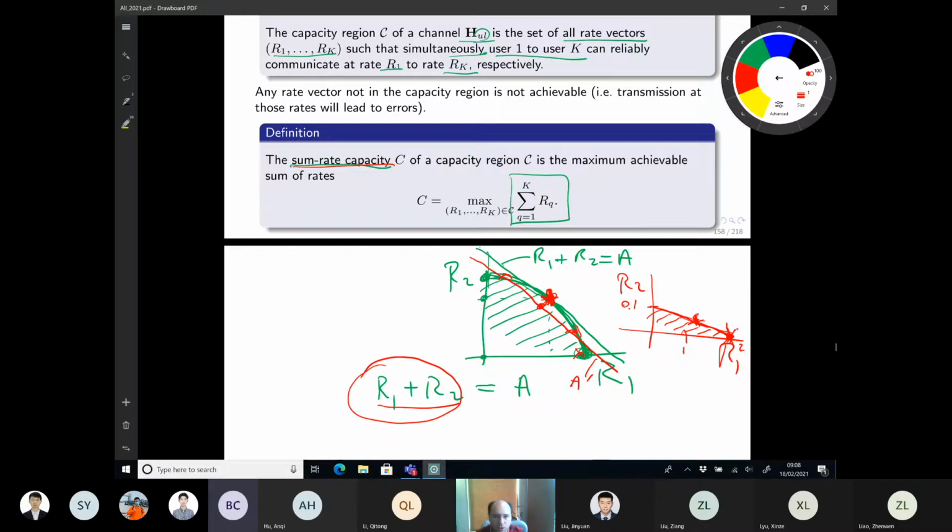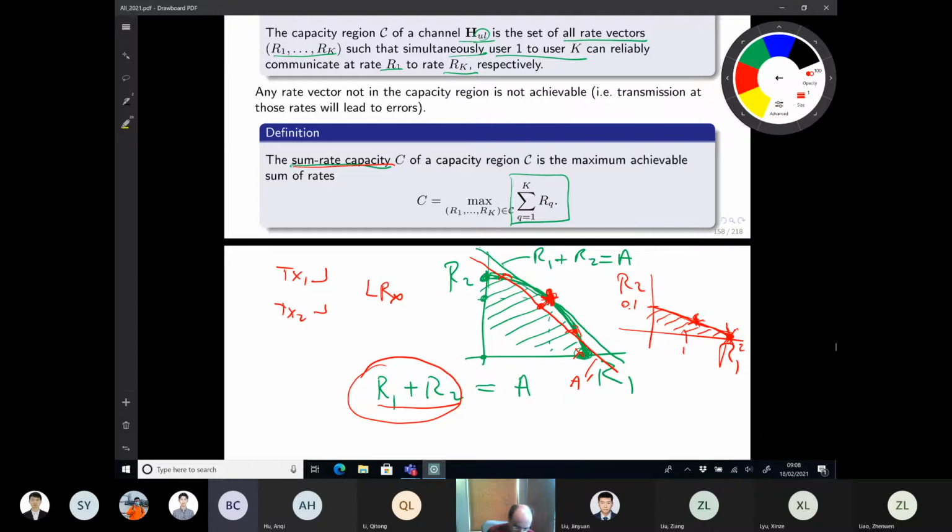But the first thing is to characterize this capacity region when we have two scenarios. Let's say, for instance, we have two transmitters, transmitter 1 and transmitter 2, with a single antenna each, and I have a receiver with a single antenna.